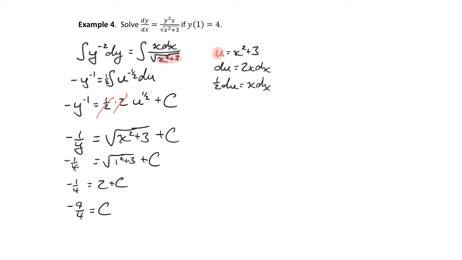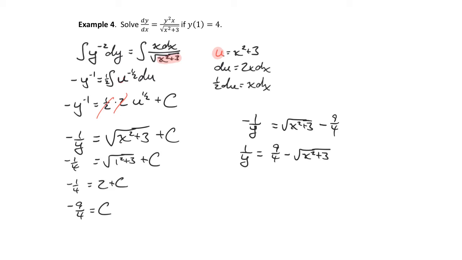When we put this all back together, let's see what we get. I will have negative 1 over y equals the square root of x squared plus 3 minus 9/4. Multiply both sides by negative 1. 1 over y will equal 9/4 minus the square root of x squared plus 3. Multiplying the right side by negative 1 reverses the difference.